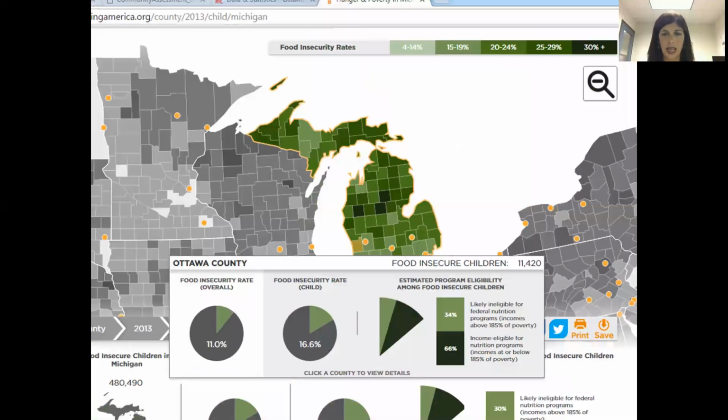And it's about the same in terms of just a little over a third are likely ineligible for federal nutrition programs as youth, and about 2/3 are income eligible. But because of this jump, there are more children than the overall population that are food insecure. Our council over the past 3 years had a subcommittee that was specifically focused on addressing food insecurity in youth.